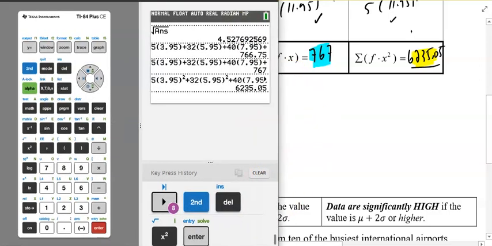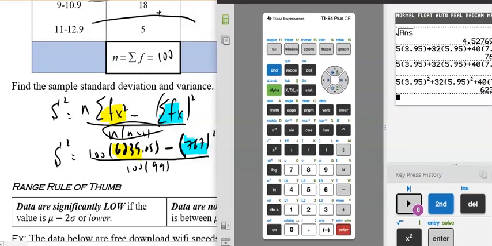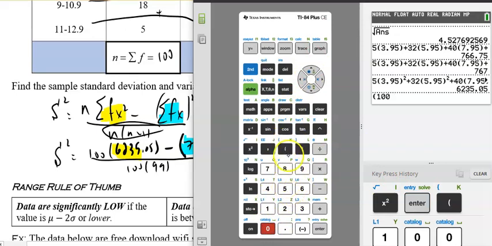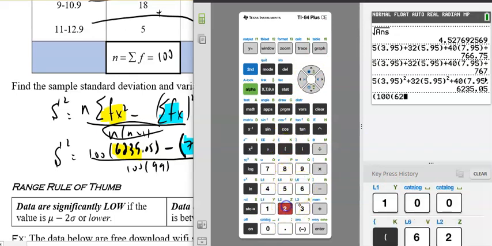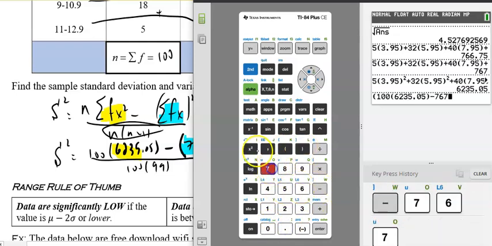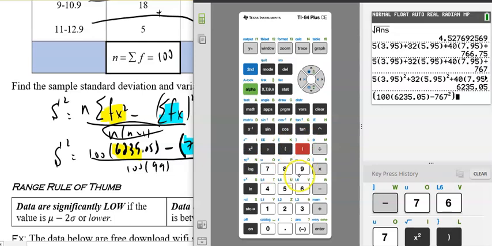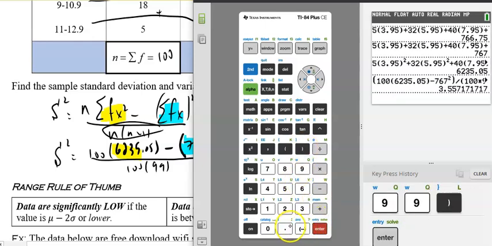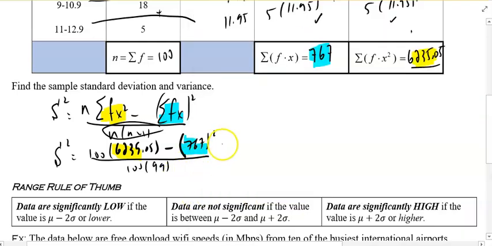If I plug that in my calculator, again, I'm going to use parentheses properly. So I would use parentheses 100 times 6,235.05 minus 767 squared, close parentheses, got it, divided by parentheses 100 times 99. I'll get 3.557. That's the variance.